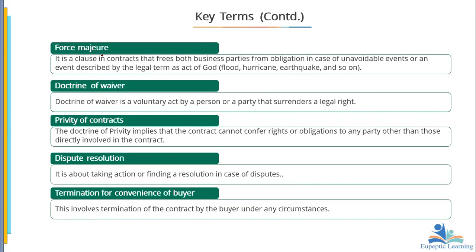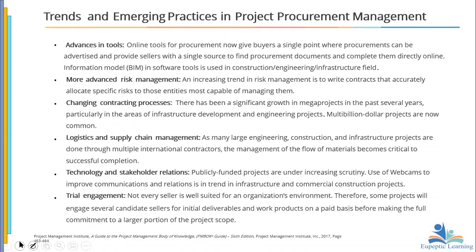We just have to look at trends and emerging practices in project procurement management. Advances in tools: these days there are a lot of software tools that we are using. There are more advanced risk management procedures and resources, and the way we contract is also changing. The typical logistics and supply chain management is now changing too.